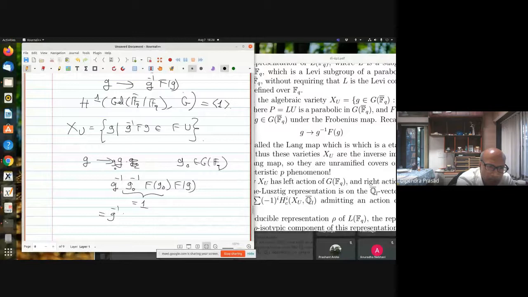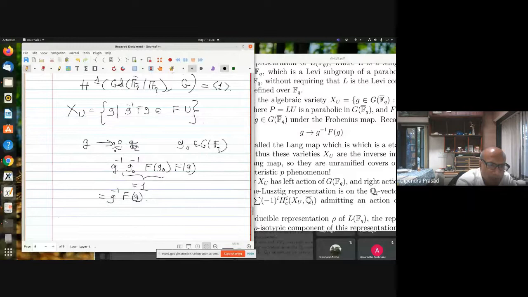And since U is normalized by the Levi subgroup, that action is G times L belongs to XU, let's see, because here if you do the same game, this will be L inverse G inverse FG times FL, but L is defined over FQ, and now it is the same thing which belongs to FU, but FU is normalized by L, and therefore this belongs to.